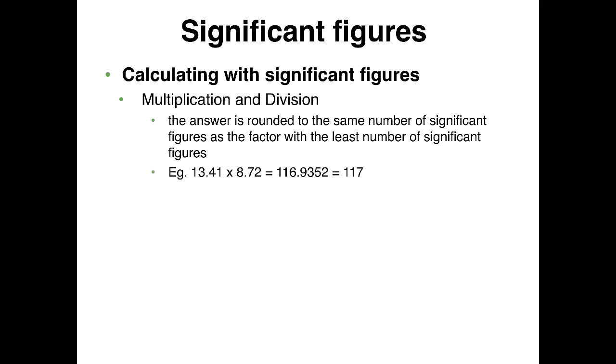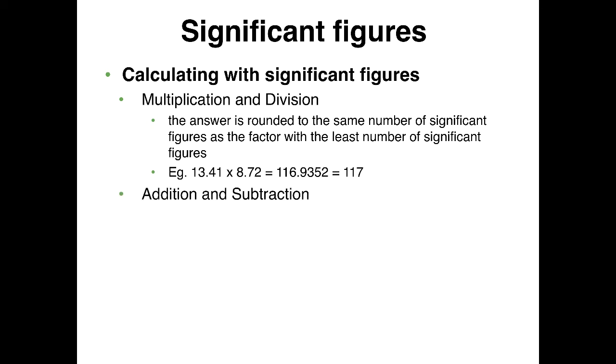So for example, you have 13.41, which has 4 significant figures, times 8.72, which has 3 significant figures, and the answer that comes out in your calculator here is 116.9352, which has 7 significant figures. The proper way to express that answer is with 3 significant figures, which means you express it to the ones place, and since the next digit is a 9, you round up to 117.